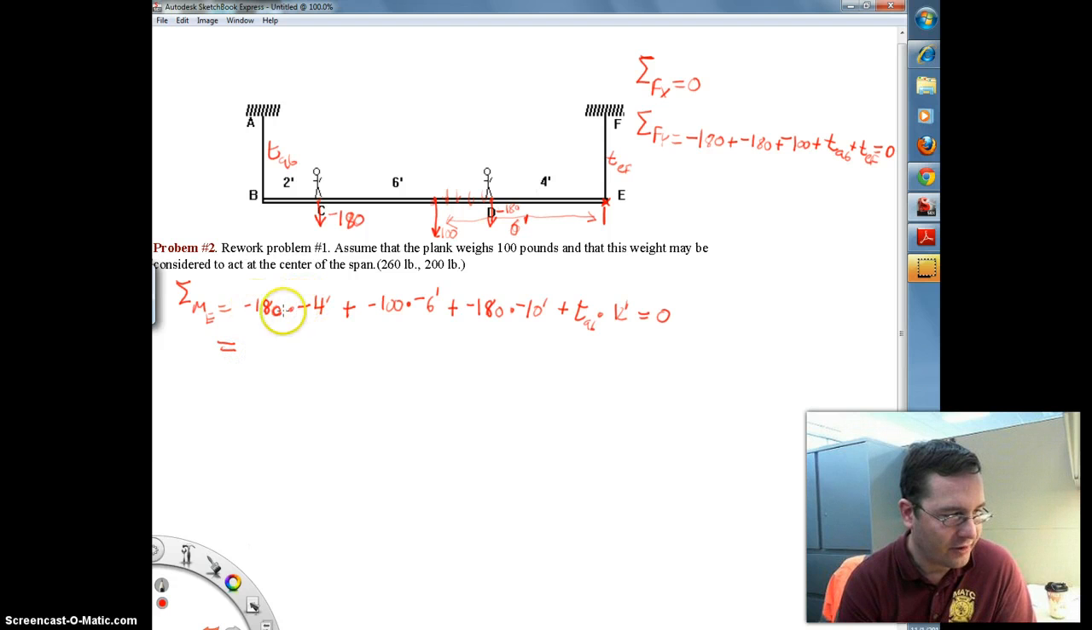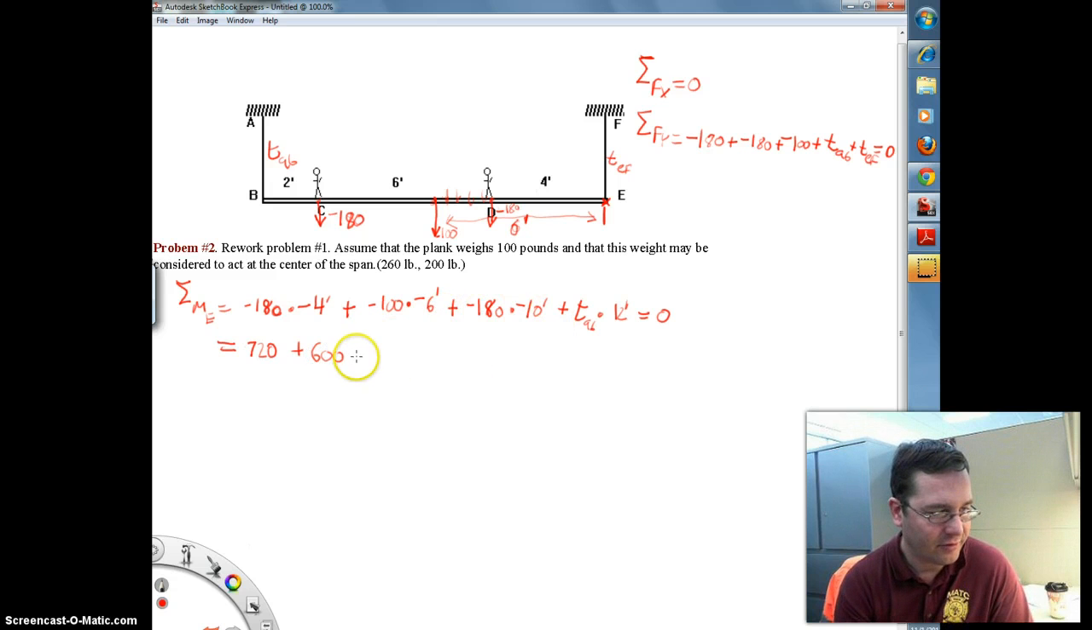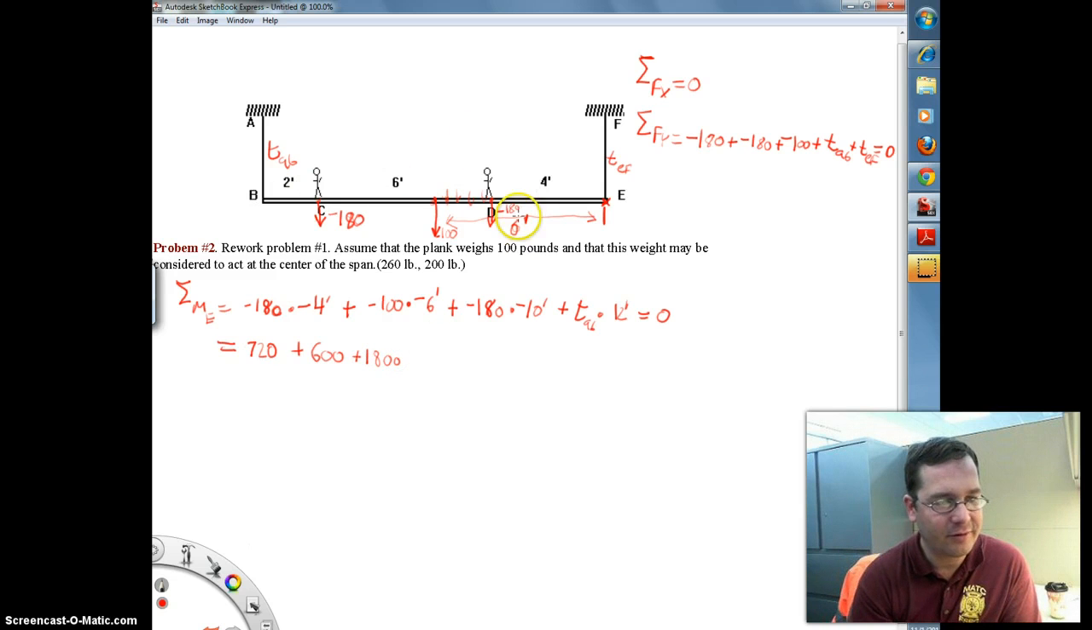Let's see, 4 times 180, that's 400 plus 320, so 720, and it's 2 negatives, so it's positive 720. Negative 6 times negative 100, that's 600. Negative 180 times negative 10, that's plus 1800. So if you think about all of these forces, they tend to create a positive rotation about point E. And remember that positive rotation is counterclockwise.